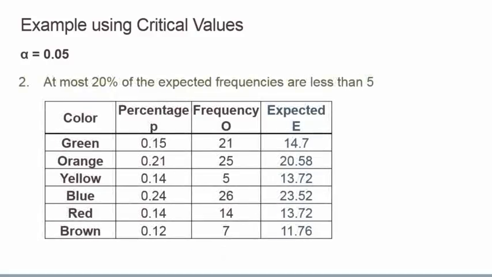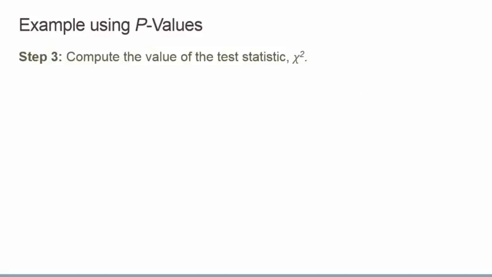The second assumption is that at most 20% of the expected frequencies are less than 5. None of our expected frequencies are less than 5, which means we have 0%. So yes, the second assumption is met.